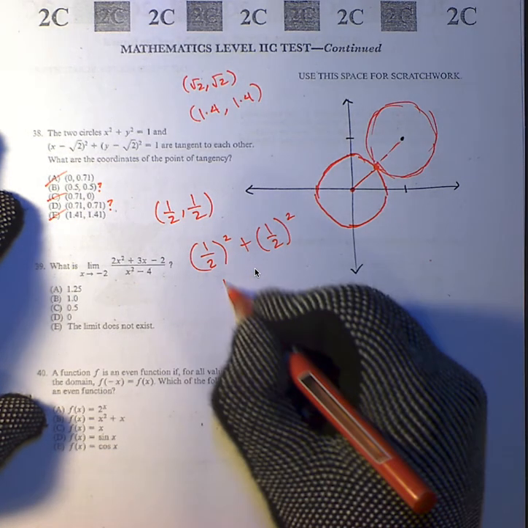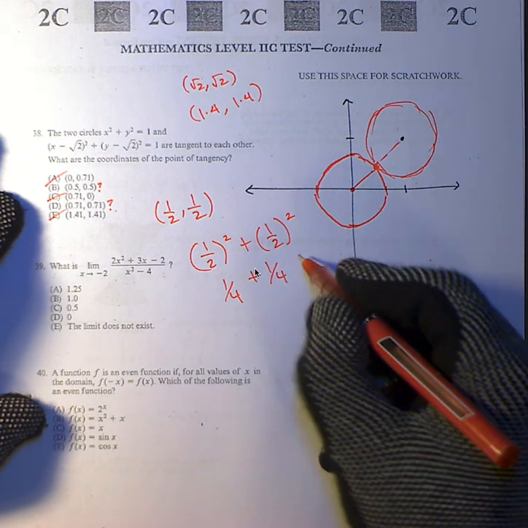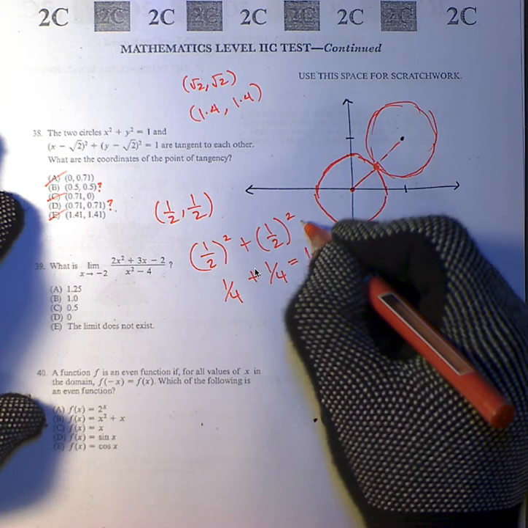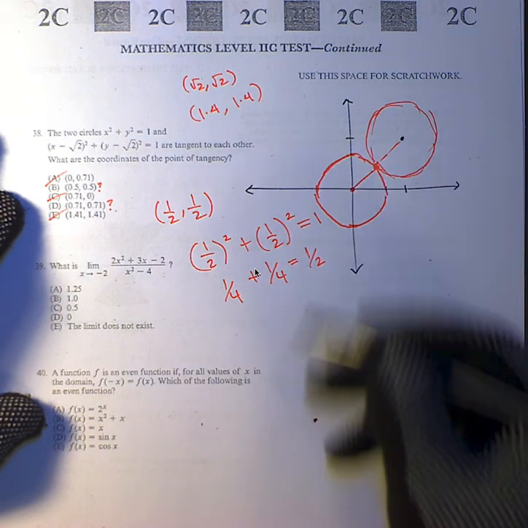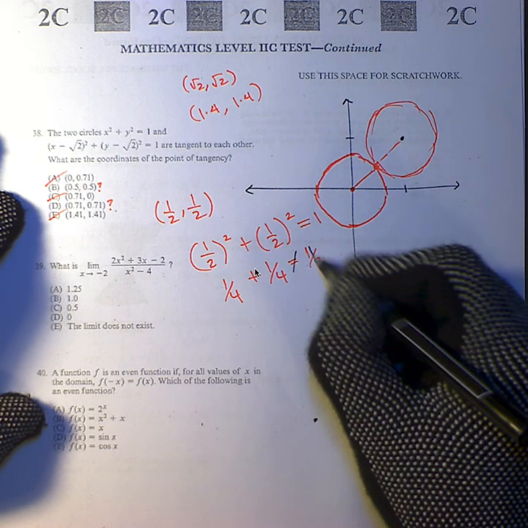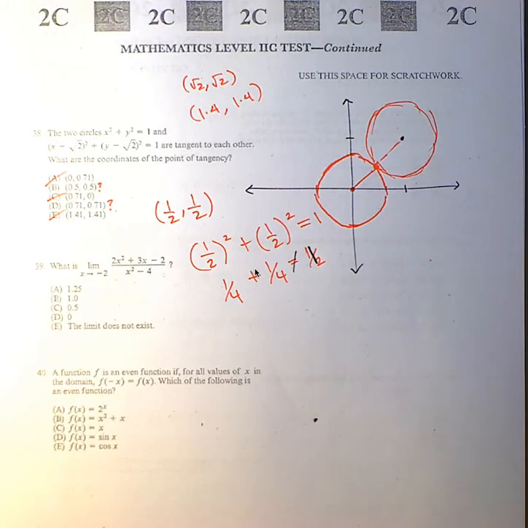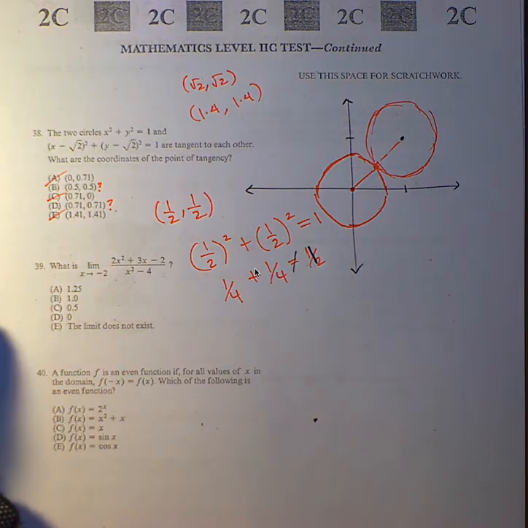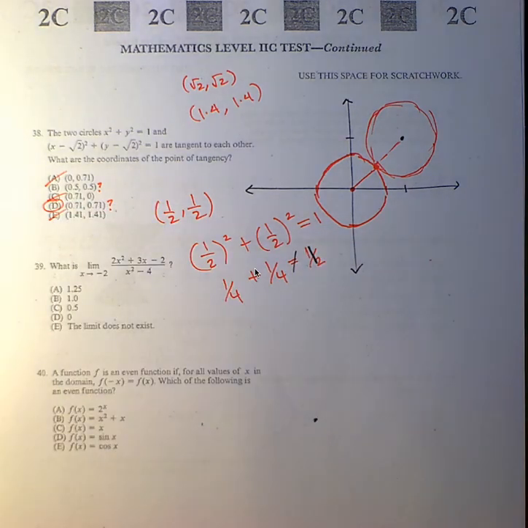So 1/2 squared turns into a quarter. This other 1/2 squared turns into a quarter also. We have 1/2. We need this to equal 1 if it's going to be on this circle, right? And it's not equal to 1, and therefore it's not on this circle, and therefore it cannot be a point of intersection of the two circles, right? Okay, cool. So our answer is D, without even checking much.